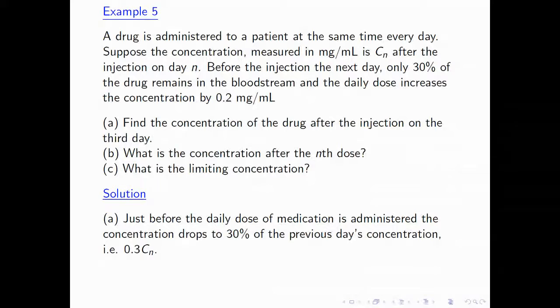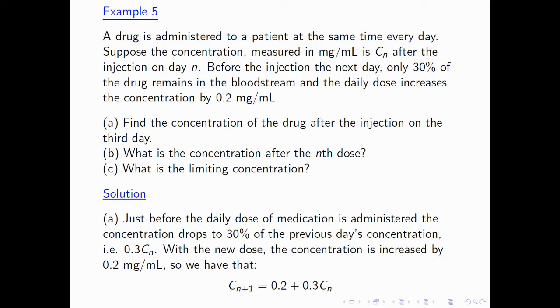And then we add the new injection, right? So we're going to set up a relationship between the concentration on day N plus 1 and the concentration on day N, right? And that's what it looks like. Because remember, whatever the concentration was on day N at the point of injection, the model tells us, the story tells us that 30% of that is left at the point where we inject again.